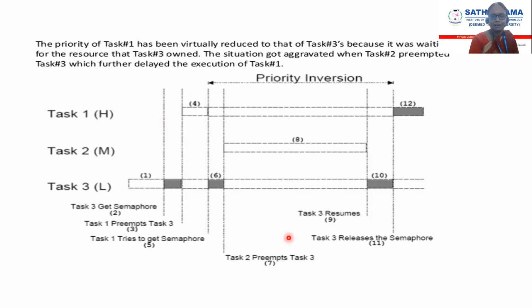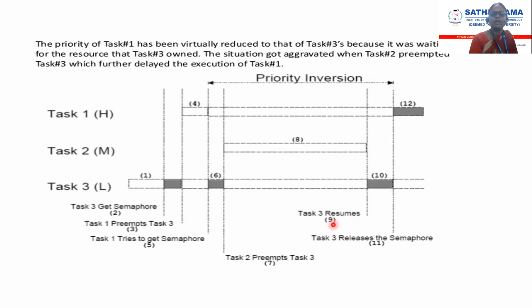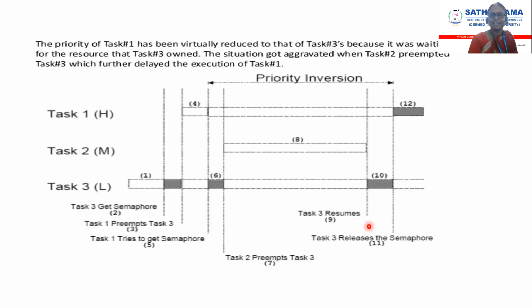Now task 2 is entering and executing. Once in the ninth state, task 2 relinquishes, task 2 drops the CPU and automatically task 3 gets the position. Once task 3 gets the position, task 3 resumes and tries to finish with the resource. Once it finishes, it releases the semaphore: I have completed, now you have the key. Once it releases the semaphore, task 1 will acquire the semaphore. This is the priority inversion topic.